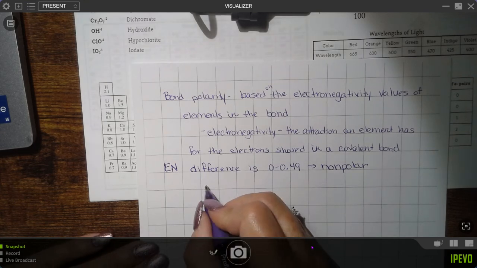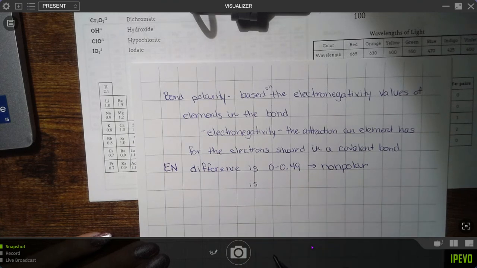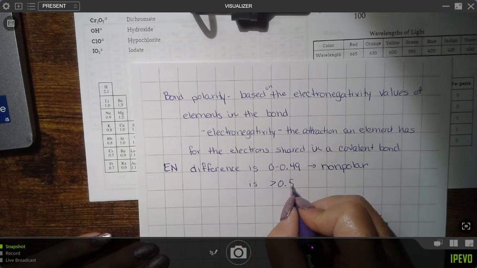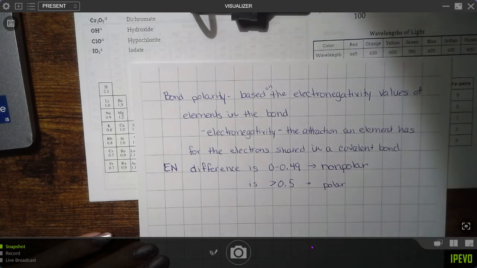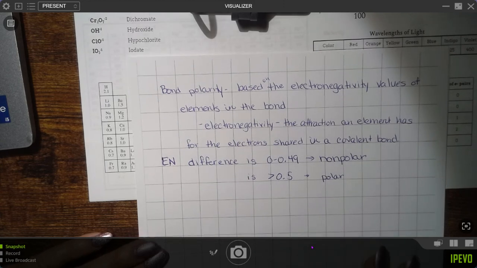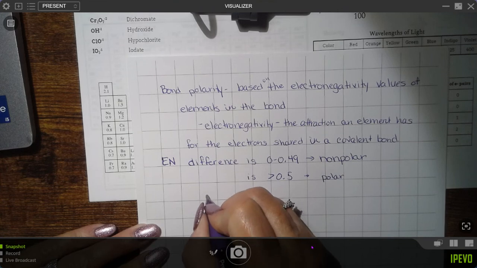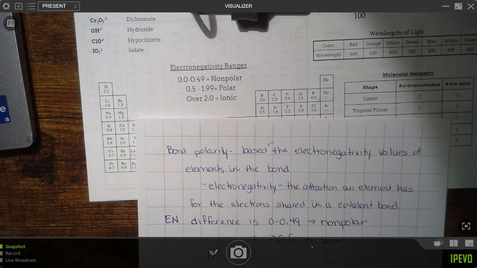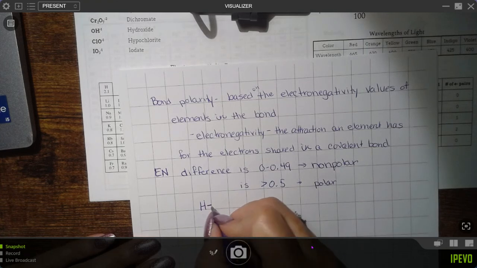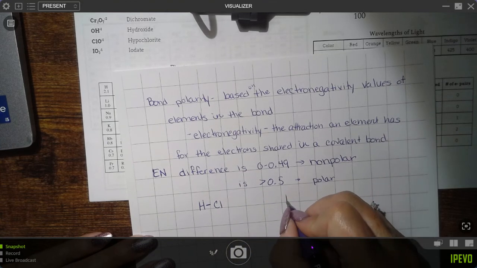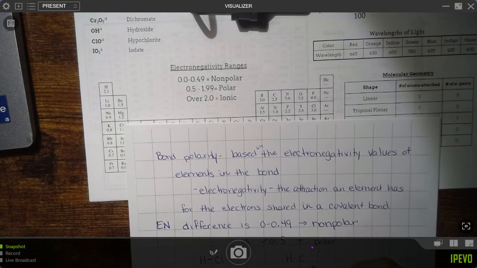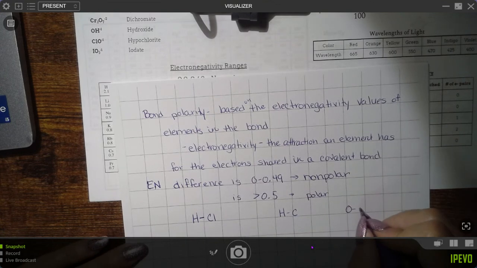If that electronegativity difference is greater than 0.5, we say we have a polar bond. That means the electrons are going to be more attracted to one of the atoms versus another. Okay, so let's look at a couple of examples. Let's look at hydrogen and chlorine, hydrogen and carbon, and oxygen and hydrogen.